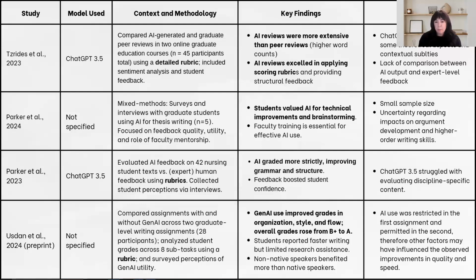The researchers found that from the first assignment to the second assignment, generative AI use seems to have improved grades in terms of criteria like organization, style, and flow, as well as they saw an overall increase in grades with an average from B+ moving to an A. Students also reported that they were able to write more quickly with the use of AI, but similarly felt that AI didn't offer the research assistance that they would have liked. One point I do want to note is that non-native speakers seem to have benefited the most from this experiment.